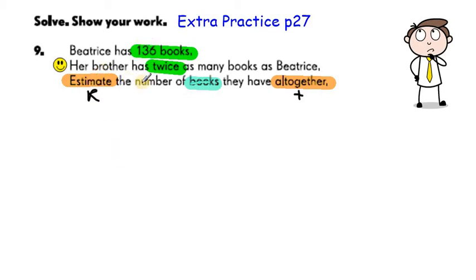So the first thing I'm going to do is write this quantity. I'm going to write down B. In this case, B is the same as 136. And I need to estimate. So I'm going to go ahead and estimate that now. About 100 books.